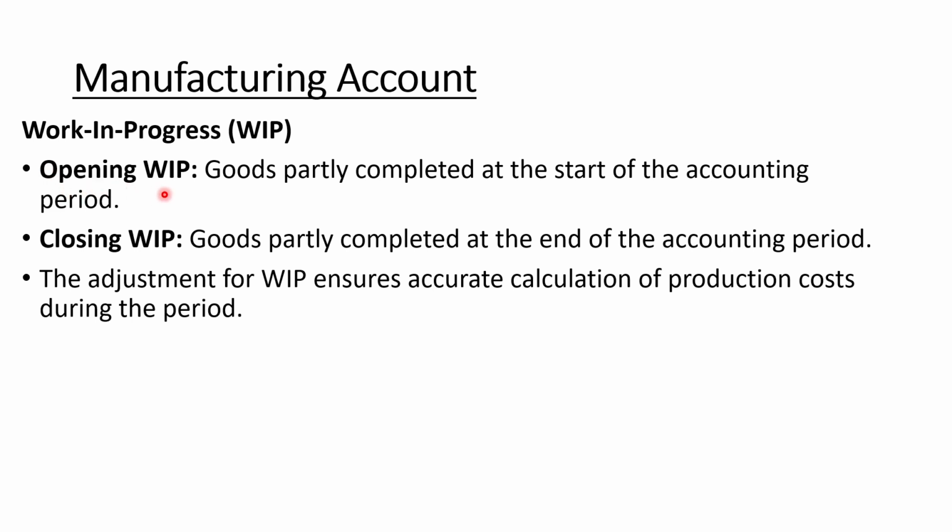Maybe they needed the hands, but you were not able to complete them the previous year. So they will go in the following year. Those ones are called opening work in progress. Then closing work in progress. These are goods which are partly completed at the end of the accounting period. That is, when 2025 finishes, we again have some goods that are not completed. Those ones are called closing work in progress. So the adjustment for work in progress ensures accurate calculation of production costs during that period.